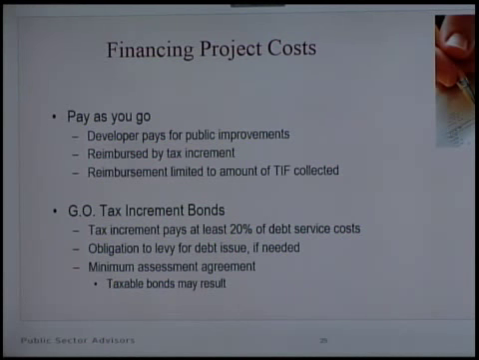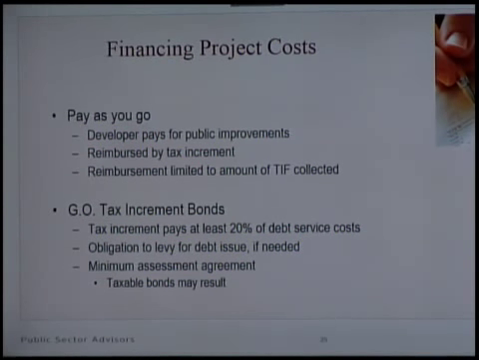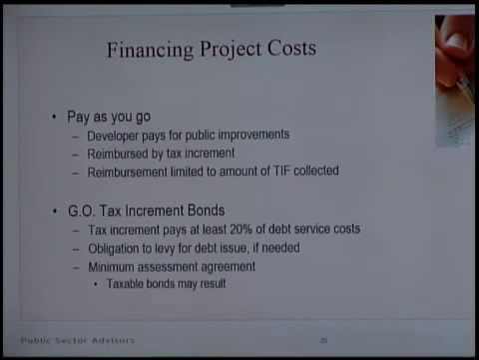Second way is general obligation tax increment bonds. We're obviously discussing that on a different project. Tax increment has to cover at least 20% of the debt service, and you would have an obligation to levy for the debt service if necessary. There would be a minimum assessment agreement, and it may all result in taxable bonds. So 2 methods to finance project costs.